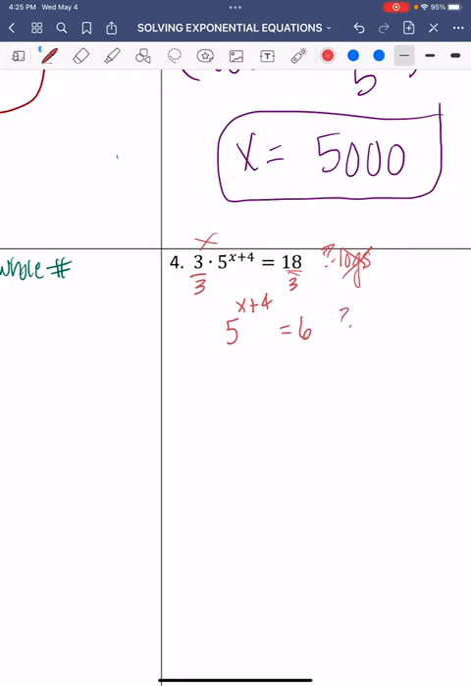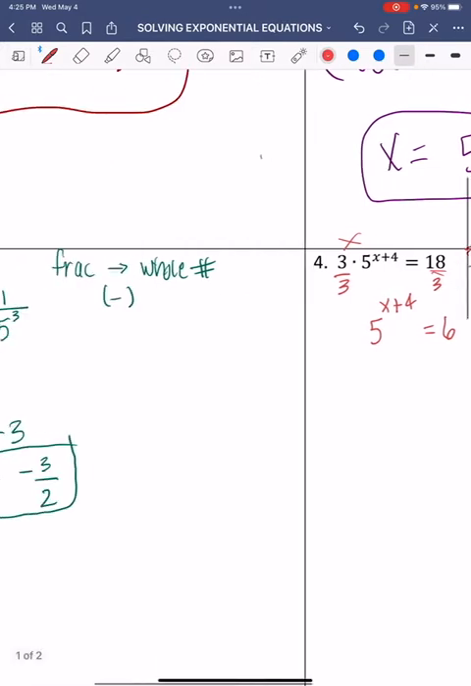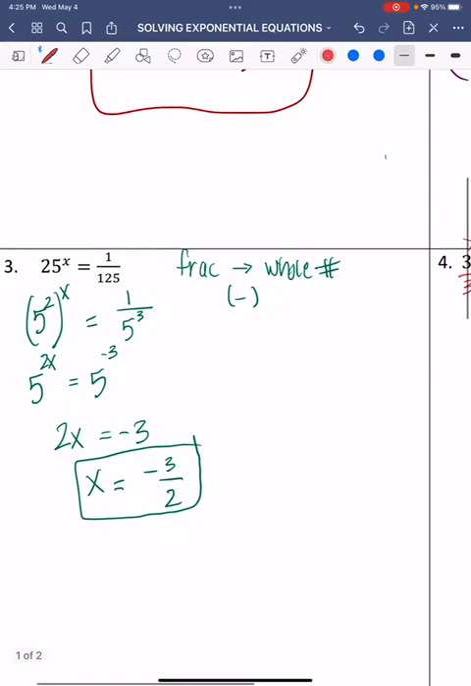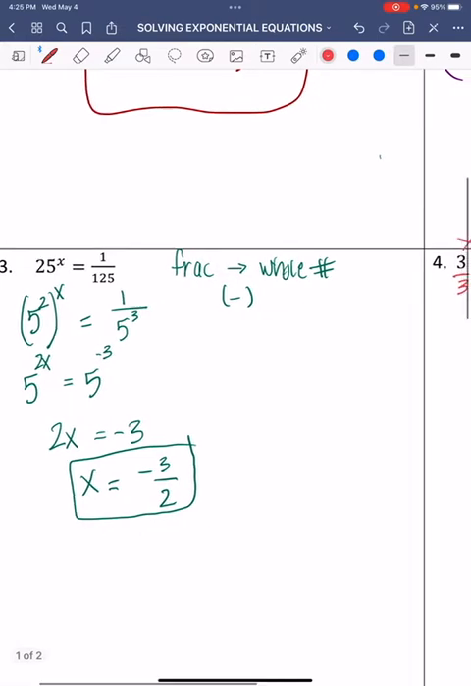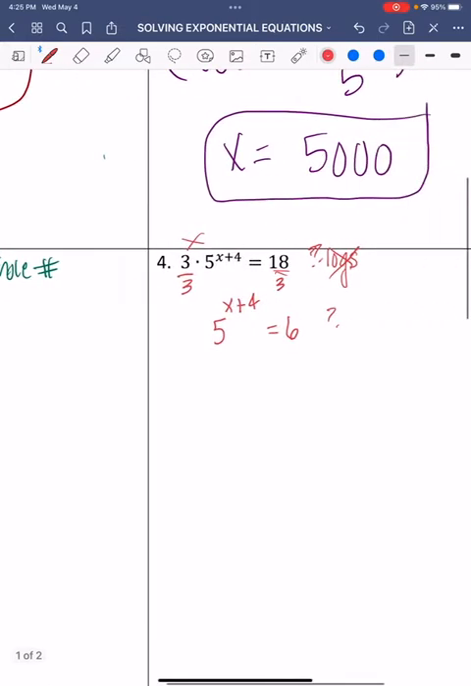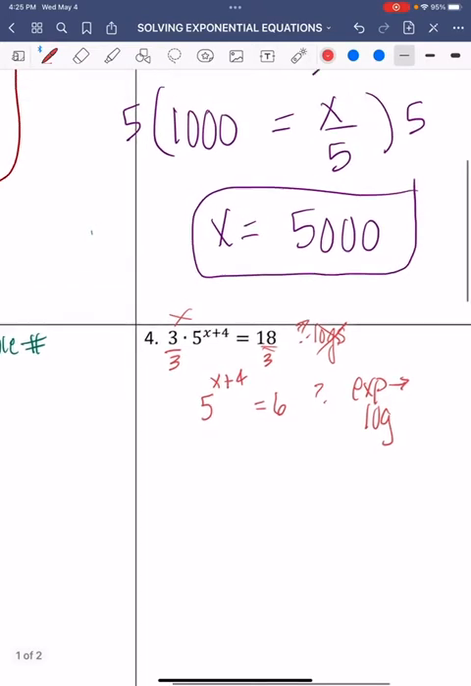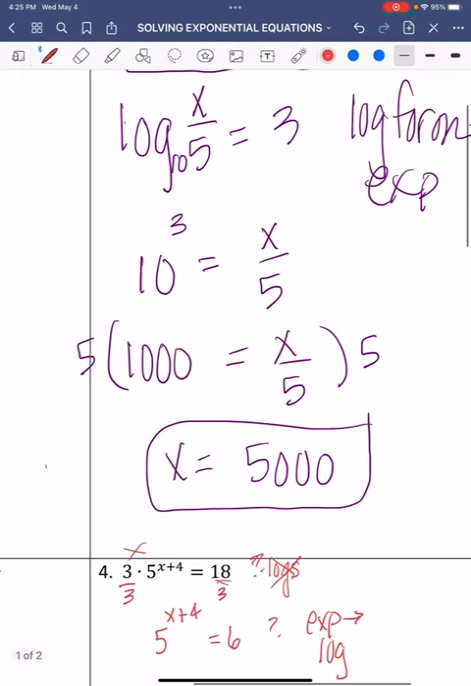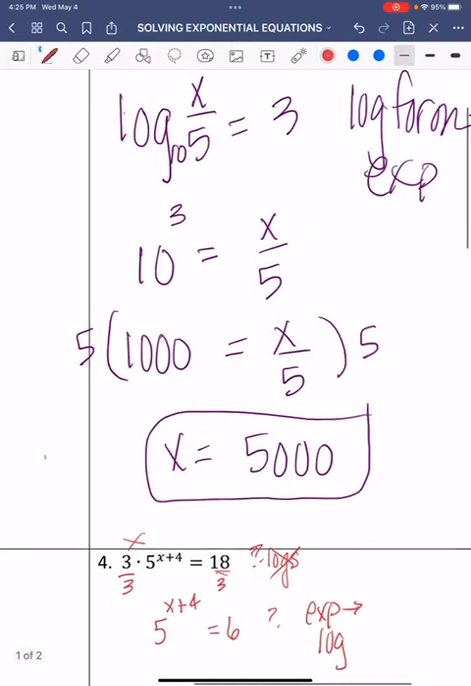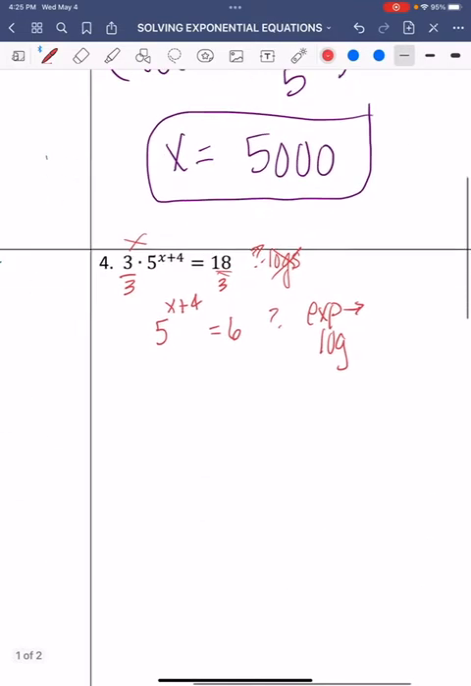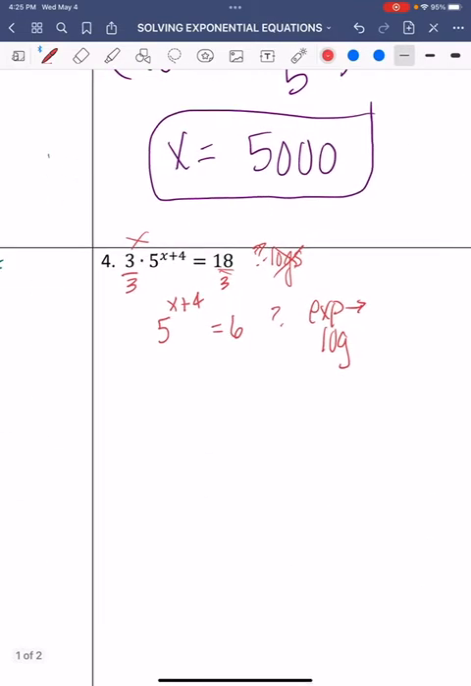5 to the x plus 4 equals 6. So now I'm stuck because in the previous problem in number 3, I could rewrite using a base of 5. They were the same. In number 4, I don't have that option. So it's in exponential form. I'm going to convert it to log form. So it's the opposite of number 2. Number 2 was in log form. We switched to exponential. This one's an exponential. We're going to switch to log. The base is 5, so it becomes the log base 5 of 6 equals x plus 4.